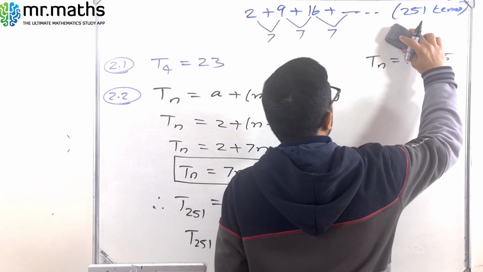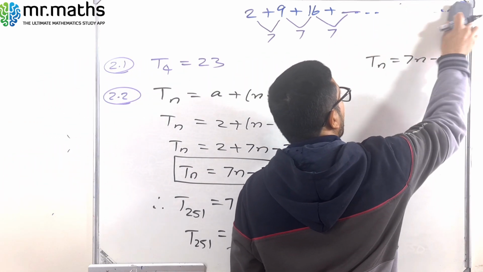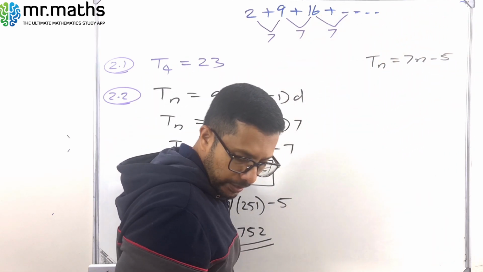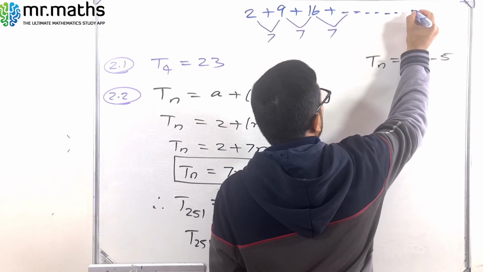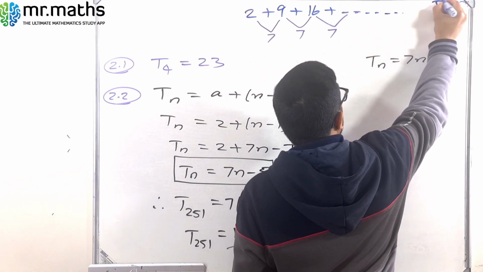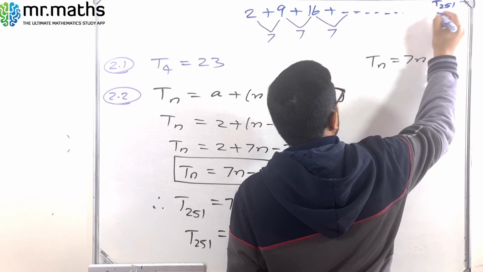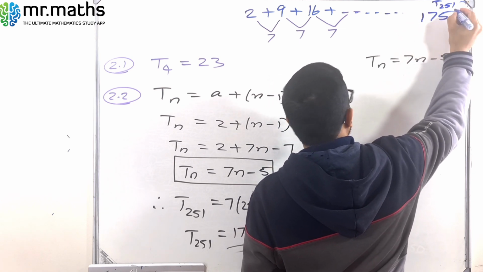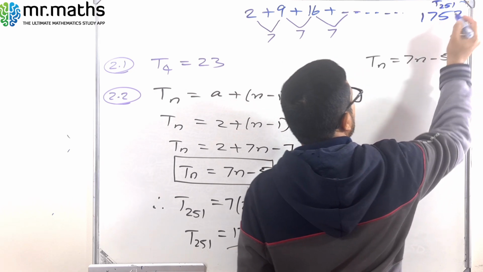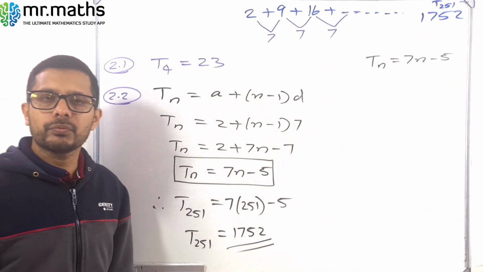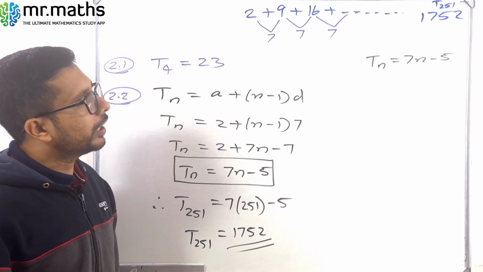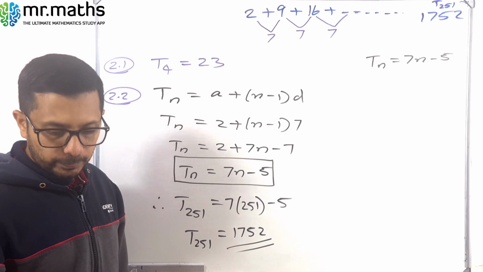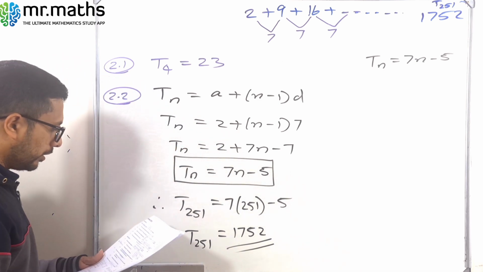Here you can see the series goes on, etc. How many terms are there? 251. So if that series continues, T251, the 251st term in that sequence, is 1752. Okay, so that is question number 2.2.